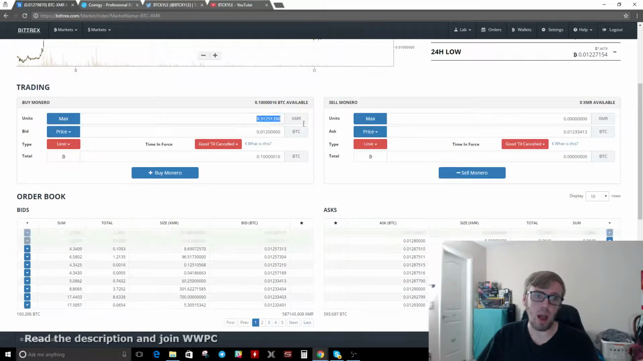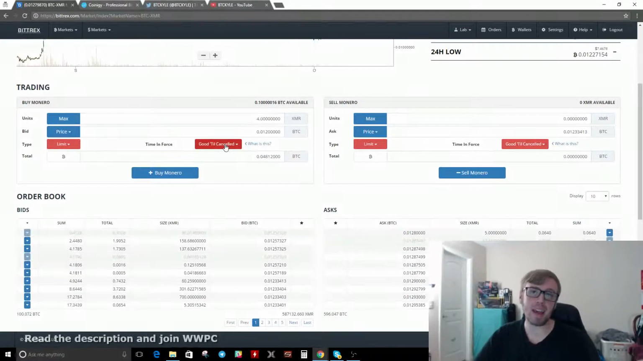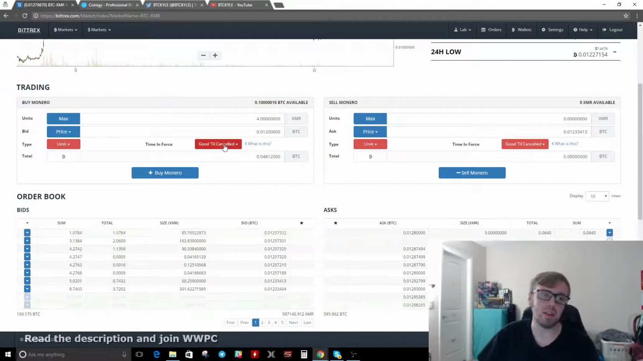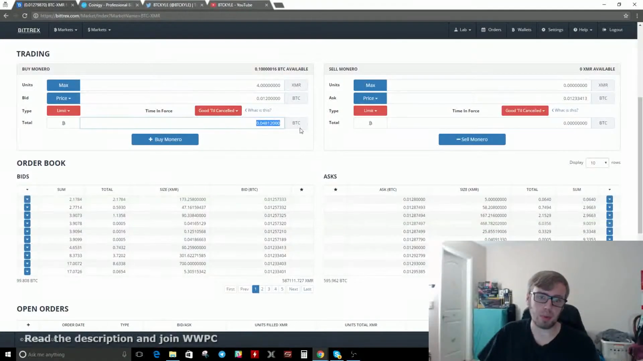And obviously you don't have to do that. You can buy like 4 XMR if you wanted to. So I'll do that right now. I'll buy 4 XMR at 0.012, right? And I'll do a limit order, and I want this order to stay in the order books until I cancel it, or until it's filled, until someone sells to me, okay? And then here it just represents how much you're going to be buying for. It automatically calculates the fees, and the fees are very, very little.